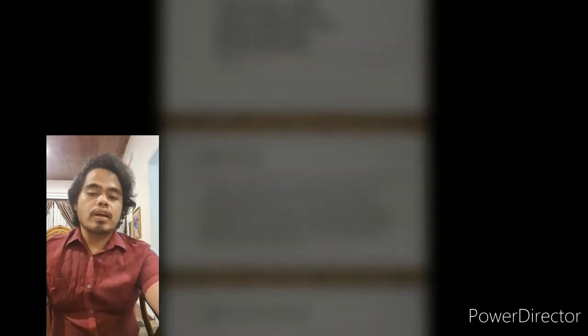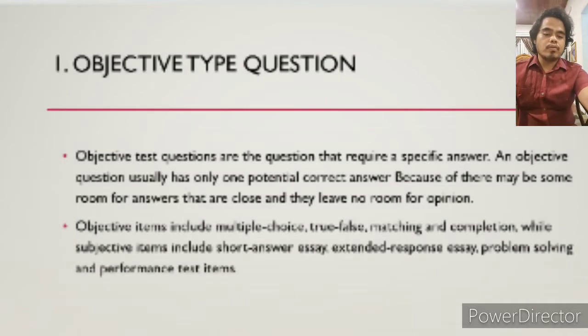But today I'm going to explain what the objective type question is. An objective type question is an objective test question that requires a specific answer. An objective question usually has only one potential correct answer. You may choose just one correct answer, because there may be some room for answers that are close, and they leave no room for opinion. That's the objective type question.